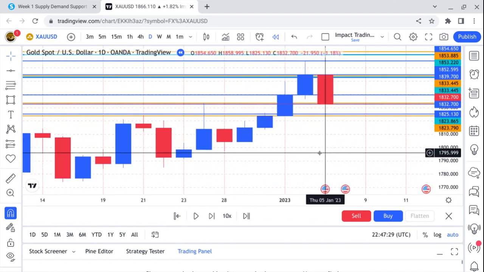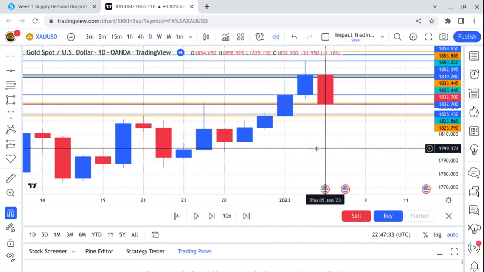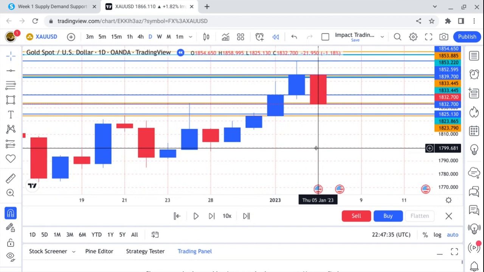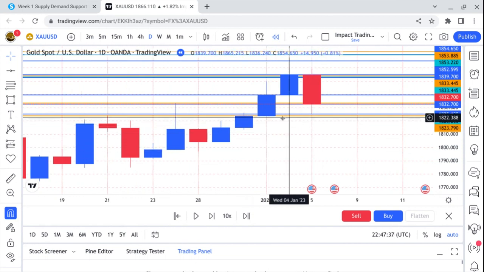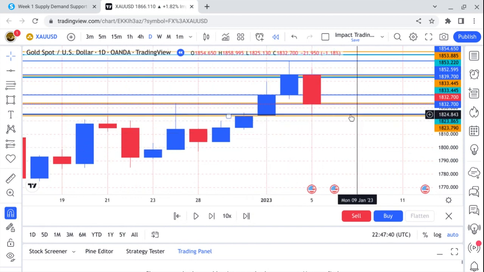Now that goes for 4 hour, that goes for 1 hour. If you're intraday trading, you can use this method for swing trading, intraday trading. Now let's see if these lines agree, and then let's plan our trades for the trading day.